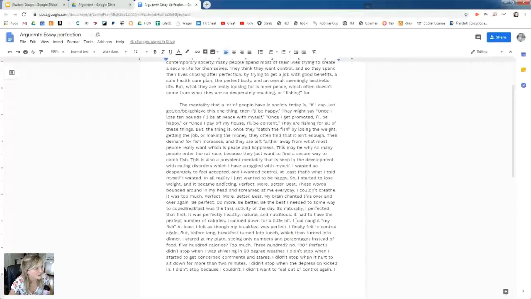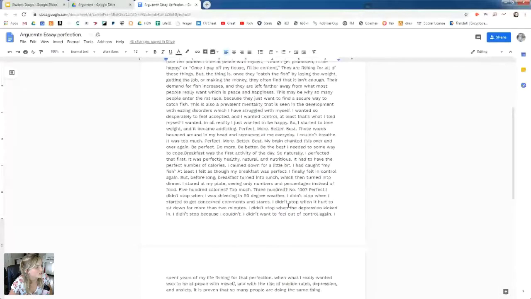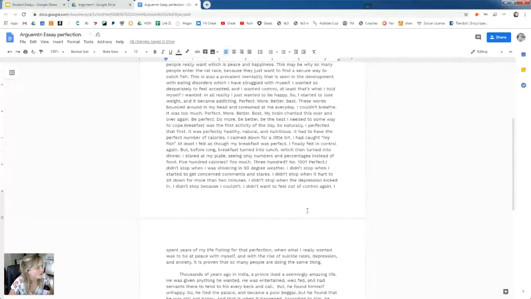I had caught my fish. At least I felt as though my breakfast was perfect. I finally felt in control again, but before long, breakfast turned into lunch, which then turned into dinner, and I stared at my plate, seeing only numbers and percentages instead of food. 500 calories too much, 300 no, 100 perfect. I didn't stop when I was shivering in 90-degree weather, not when I got concerned comments and stares. I didn't stop when it hurt to sit down for more than 2 minutes, and I didn't stop when the depression kicked in. I didn't stop because I wouldn't. I didn't want to fall out of control again.